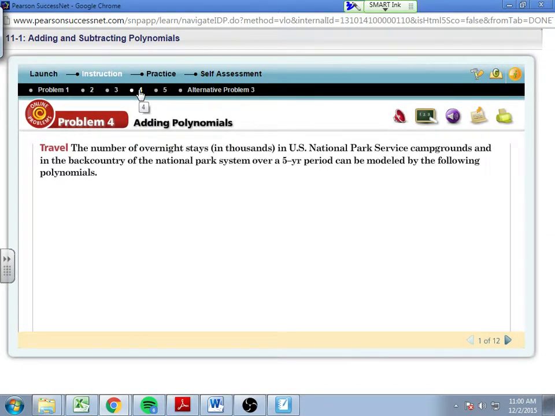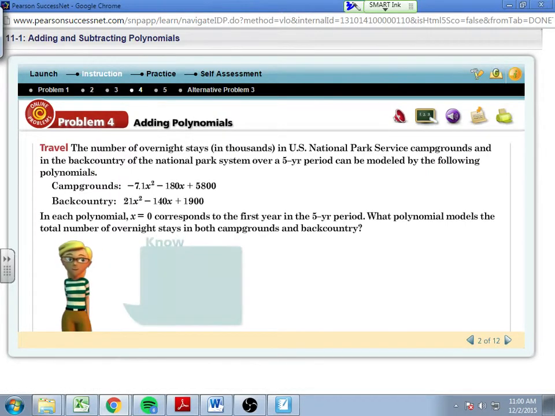In this problem, you will add polynomials. The number of overnight stays in thousands in U.S. Park Service campgrounds and in the backcountry of the National Park System. So we're looking at a population of animals. What do you know?